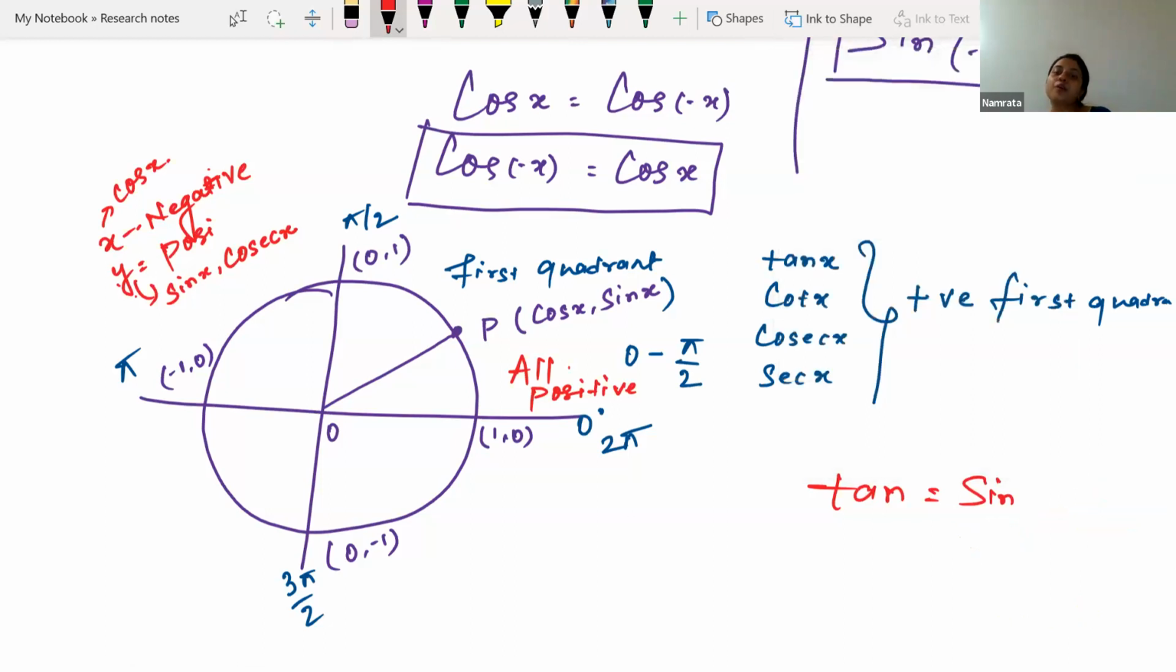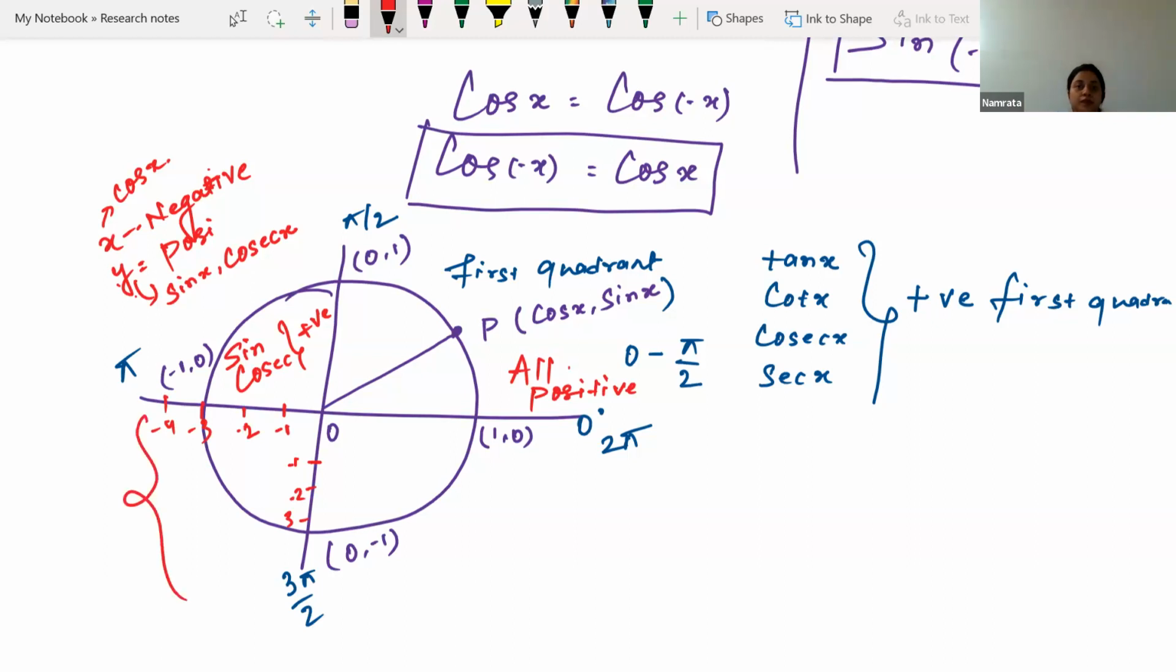So in the second quadrant, we get the conclusion that only sine is positive, and just because of sine, cosec is also positive. These two are positive in the second quadrant. Similarly, in the third quadrant, we know that x is negative over here. On the x-axis we have numbers like minus 1, minus 2, minus 3, minus 4, and on the y-axis we have minus 1, minus 2, minus 3. So can you see x is negative, y is negative in the third quadrant, in this section? Can you see?